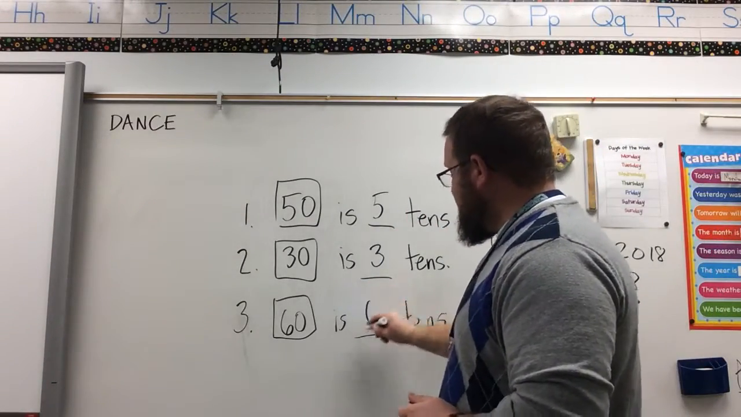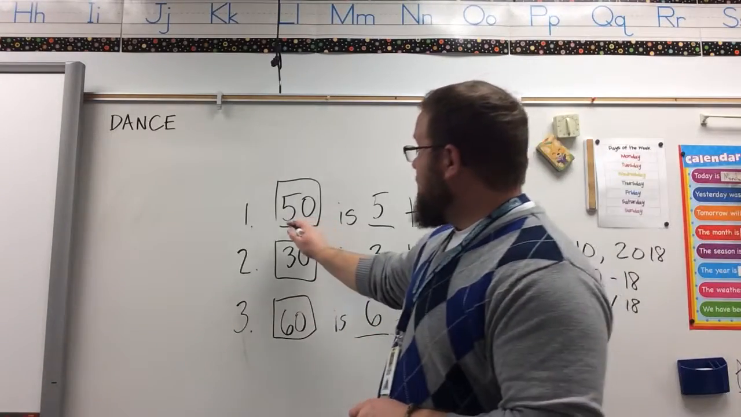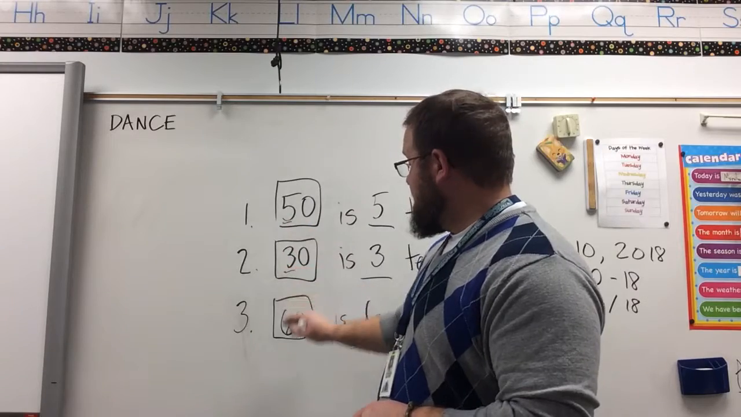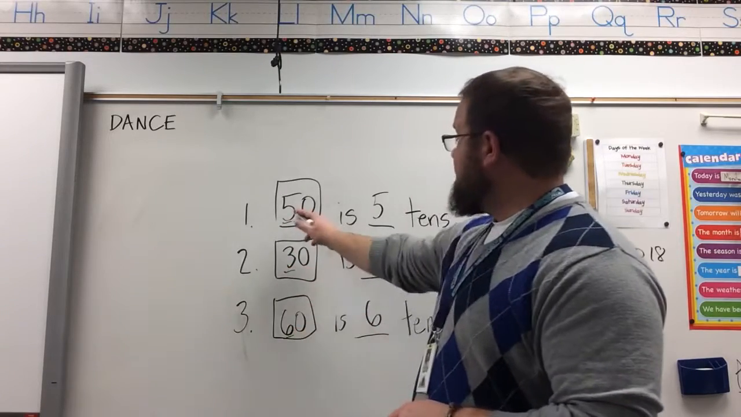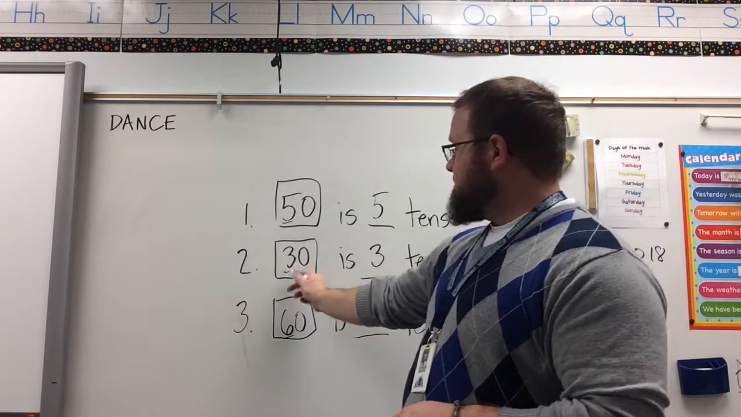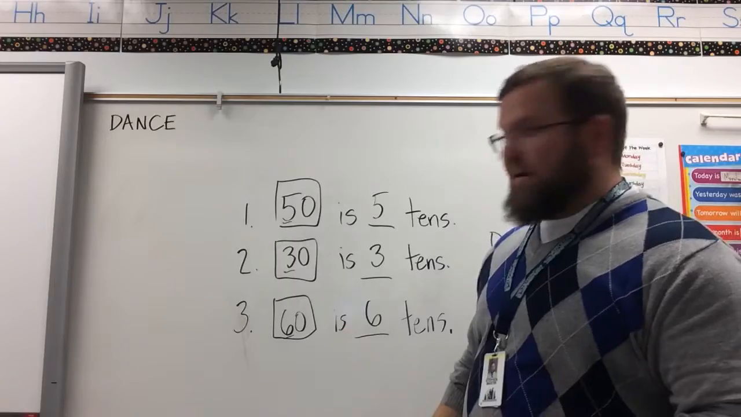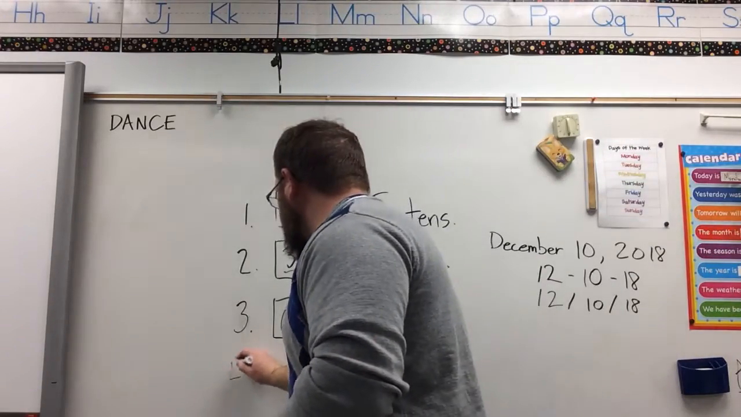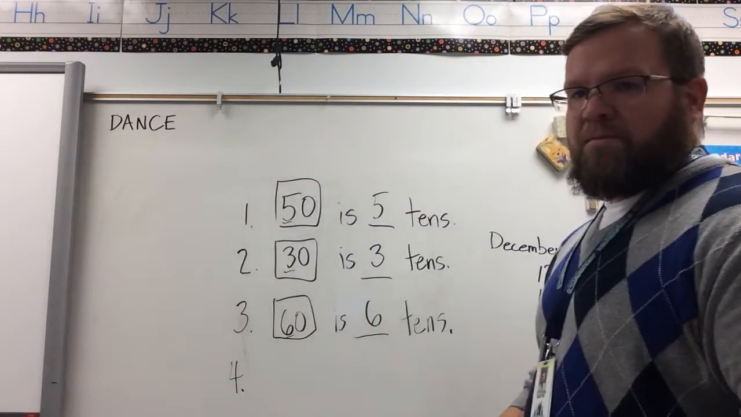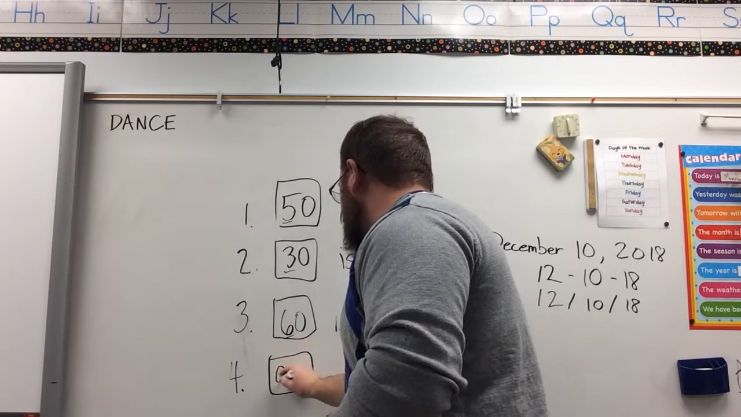Now, you can start to see the pattern. The number of tens you have is always right here. If you'll notice, 50 is 5 tens. See the 5? 30 is 3 tens. There's their 3. 60 is 6 tens. Same thing. Okay? So let's do one more. Let's do one more. All right? And the number we'll use this time, we'll use 90.